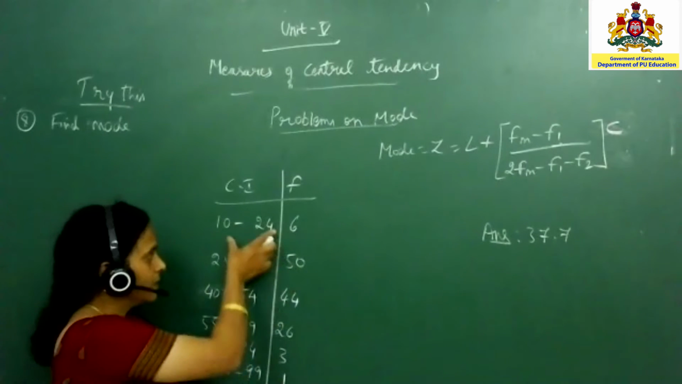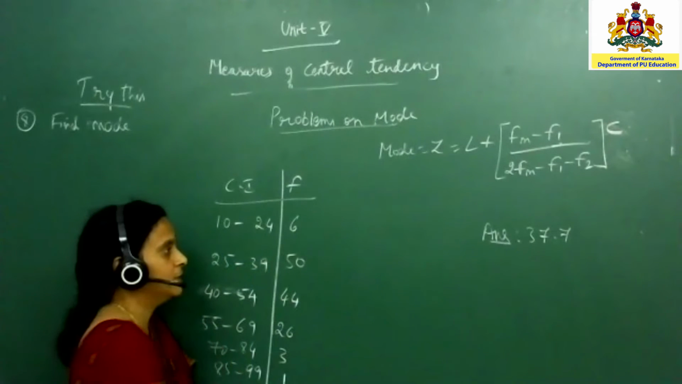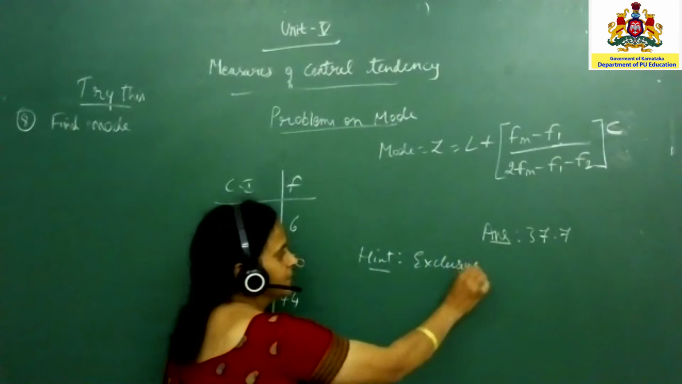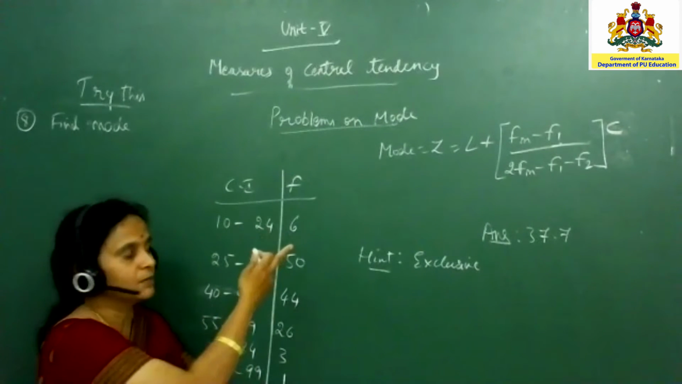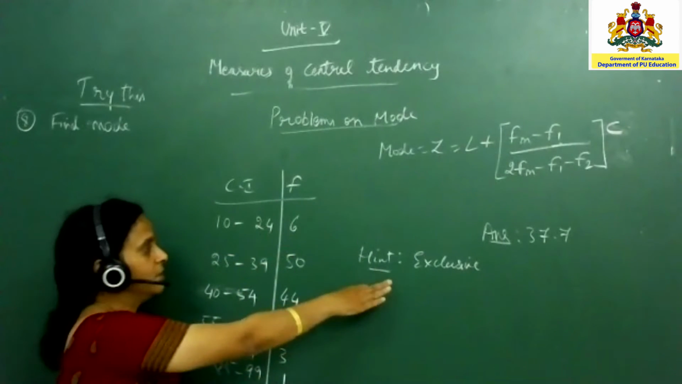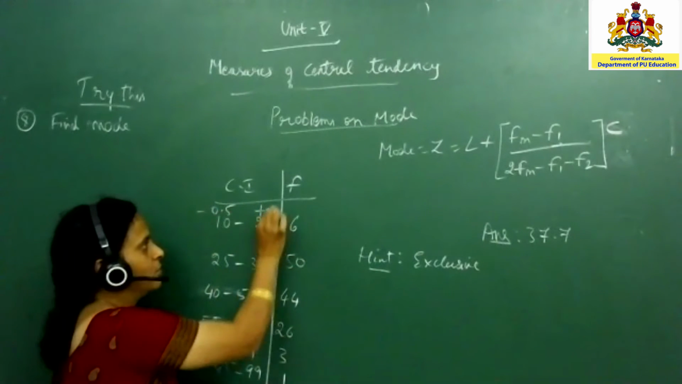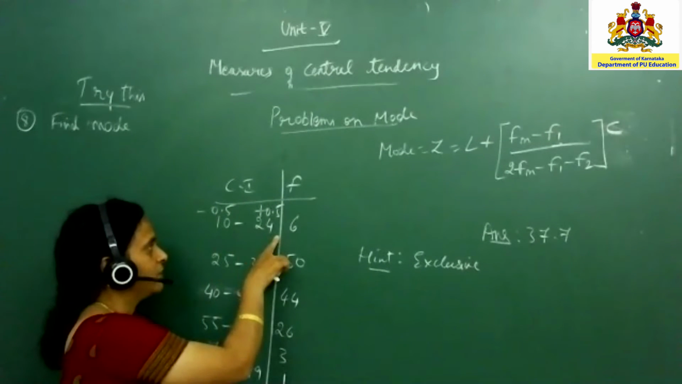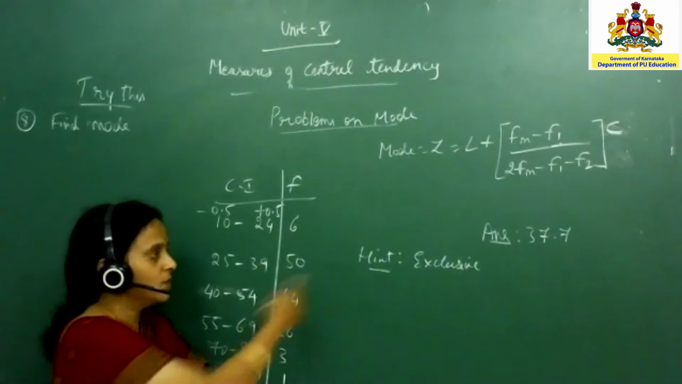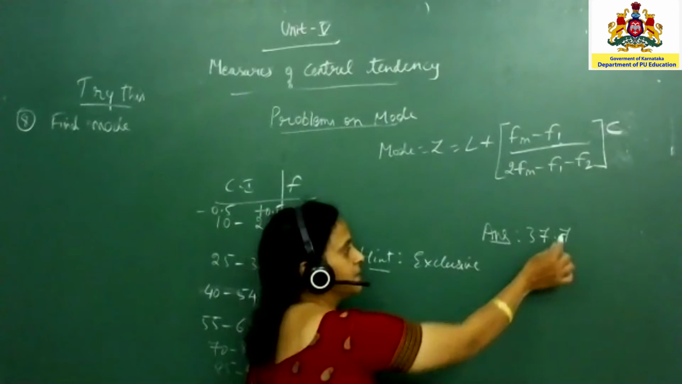This is a problem of inclusive type, so the first job is to convert to exclusive form. The hint is you have to convert to exclusive form. If you work with the inclusive intervals, L becomes wrong, and with the substitution of a wrong L, the whole problem is wrong. So you have to convert to exclusive. Again, the conversion is minus 0.5 for the lower limits and plus 0.5 for the upper limits, like 9.5 to 24.5, 24.5 to 39.5, and so on. Once you convert, you can work it out to get the mode. The answer you get is 37.5.